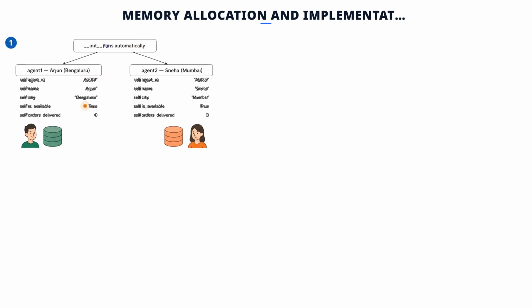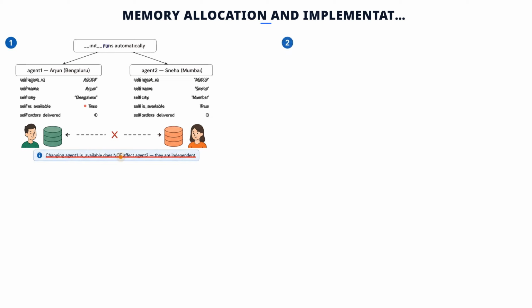Now, both objects do share the same starting logic, like self.isAvailable being set to True and orders delivered starting at 0. However, they are completely independent filing cabinets in the computer's memory. As this note emphasizes, changing a value in Agent 1 does not affect Agent 2.